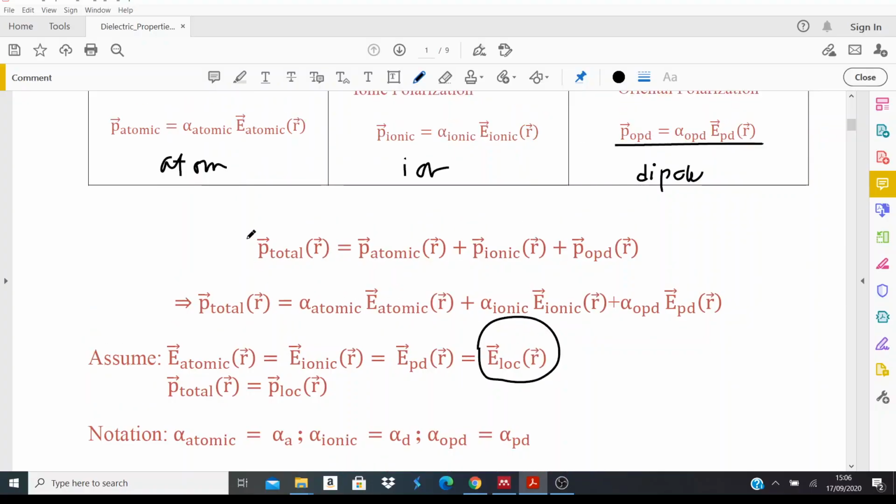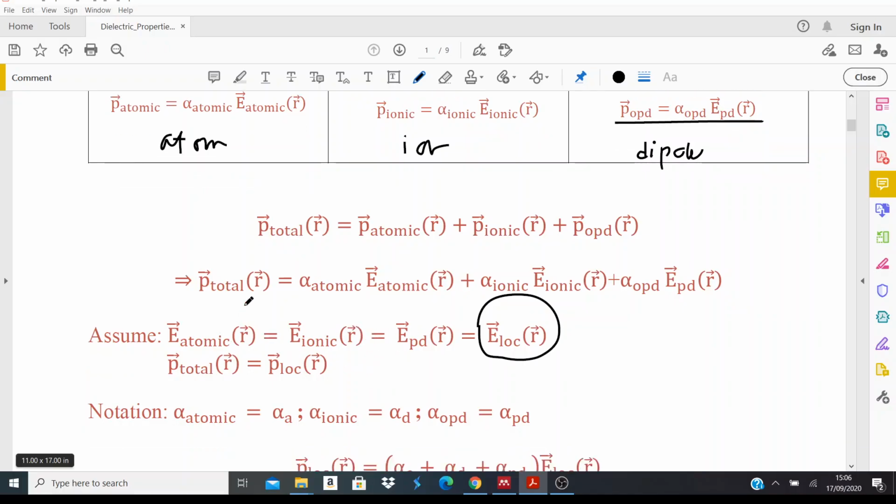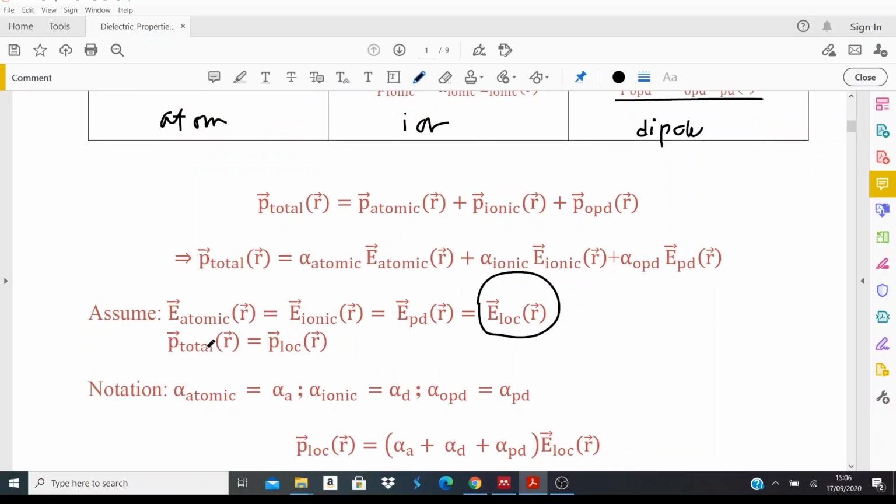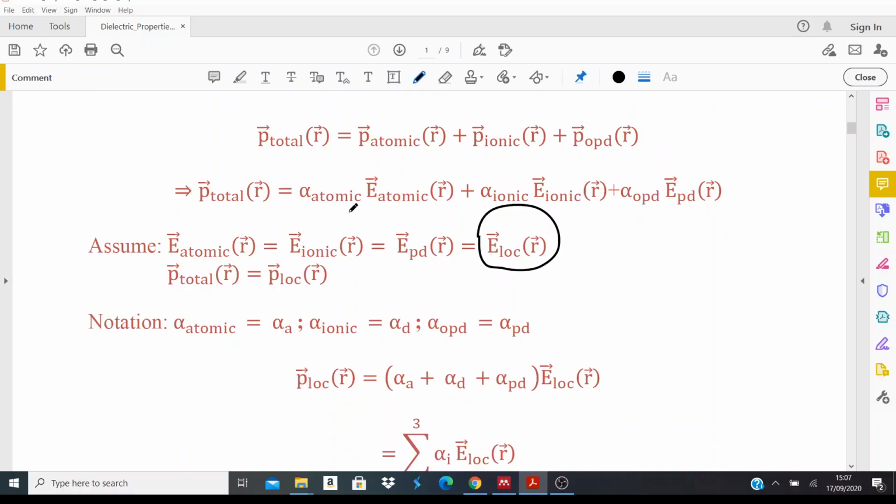Also, when we are calculating the total polarization in the material, this is also microscopic, because on the right hand side you can see we have these fields which are really local fields, so the polarization must be local too. That's why let's use the total polarization as some local polarization, and the subscript loc is denoting the fact that this is a local polarization in the material. And let me simplify some of the notation here.